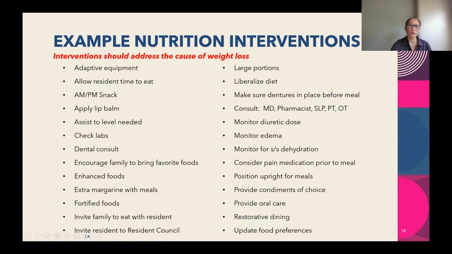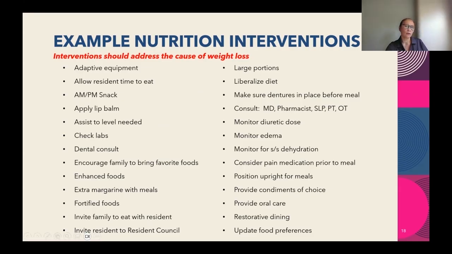So here are some interventions I listed, although this is not all inclusive. Again, this is another one of those lists that I could probably add 50 or so more interventions. So when was the last time we used, allow residents more time to eat? Maybe they're slow. Maybe their lips are cracked. May apply lip balm. How about a dental consult because their dentures don't fit?